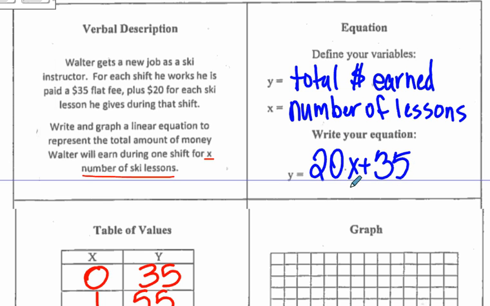I went ahead and I wrote the equation because I know that 35 is my flat fee. Therefore, that's b, and that belongs here at the end of my equation. And 20, well, that's my rate of change because for every lesson he gives, he's going to earn $20. Therefore, that's my rate of change, or my m, and that's the number that gets multiplied to the x. So this is the equation that you should have.